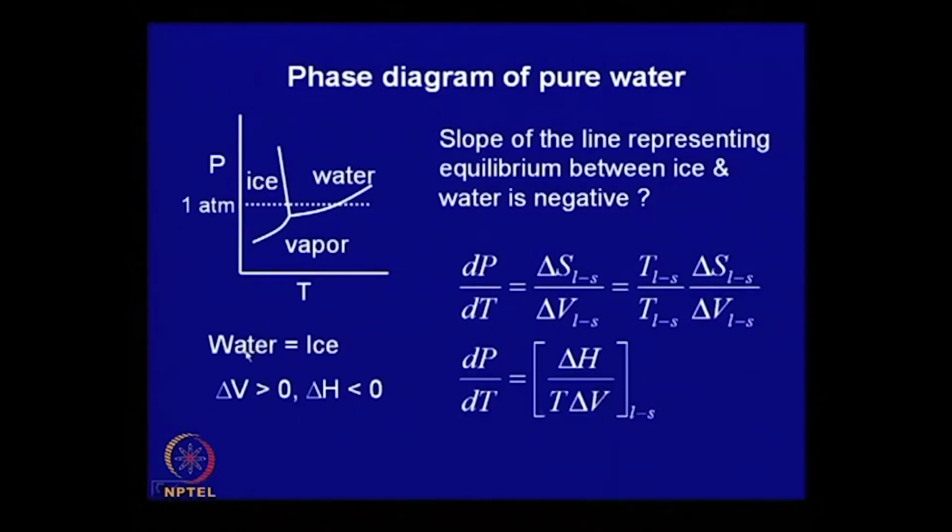Now, in case of this reaction water to ice, when from water you get ice, you have to extract heat. So, that means enthalpy is negative, and we also know that when ice forms, there is an associated volume expansion. So, delta V is greater than 0. So, therefore, this is positive, this is negative, this slope is negative. So, in any such cases wherever there is a reverse change in volume, then the slope will be negative.